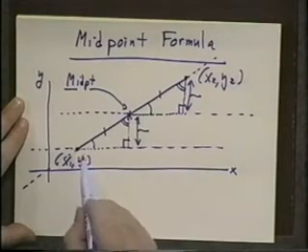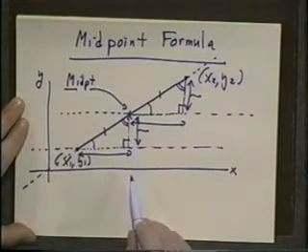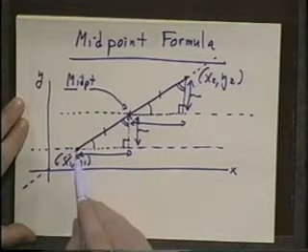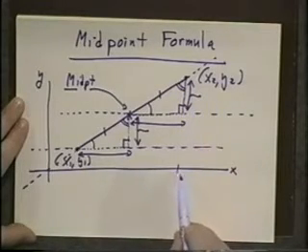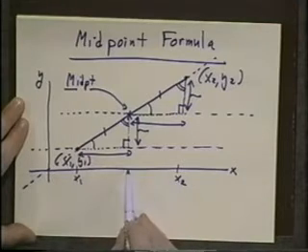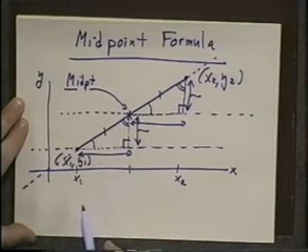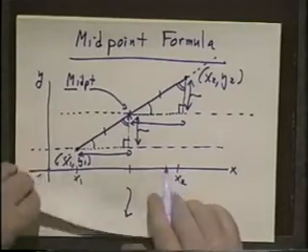Likewise, for the x distances, this distance and this distance are the same. So that means the total distance from x1 to x2, over here, there's x2, there's x1, the total distance is cut in half by the midpoint. So with those observations, it's easy to write down the midpoint formula.